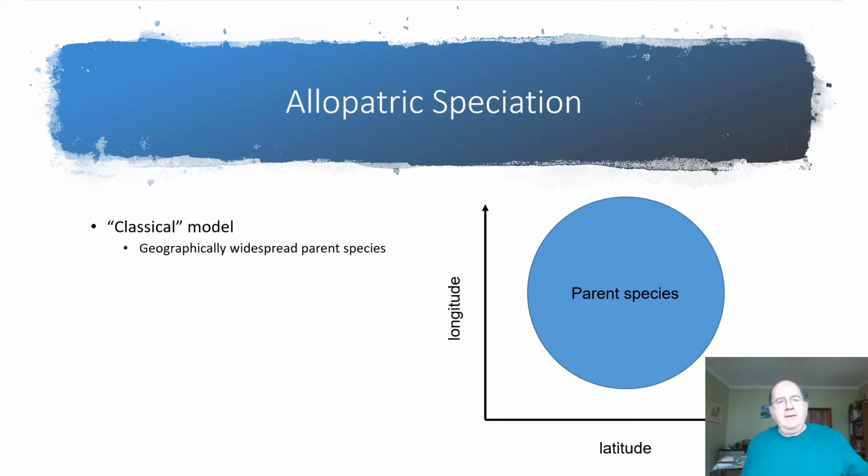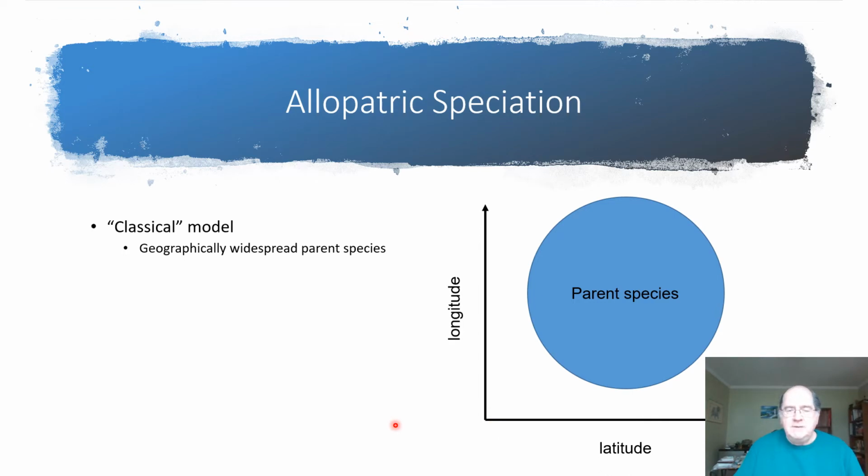So I'm going to start with the idea of allopatric speciation, which is, well, first of all, I don't think anyone doubts that allopatric speciation occurs. Let's talk about the classical model. In allopatric speciation, we're going to start with a hypothetical parent species that has a distribution in time and space. Let me grab my pointer here. There we go. So here's our parent species, and just these two dimensions.